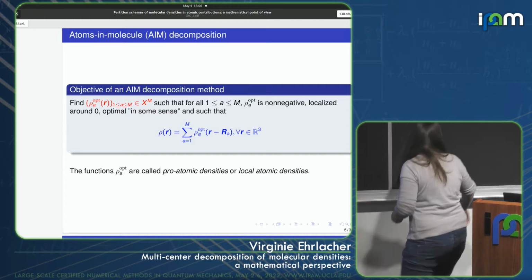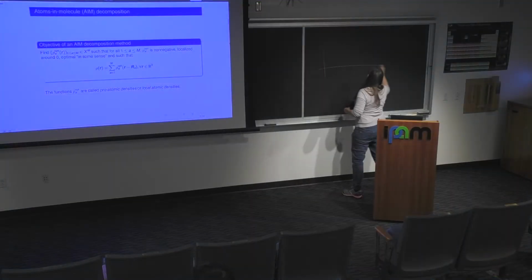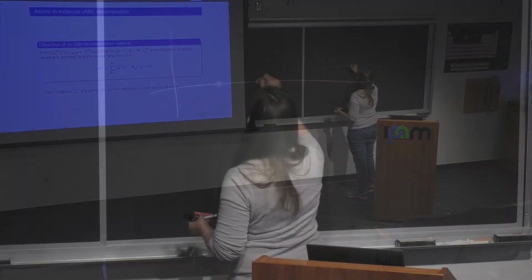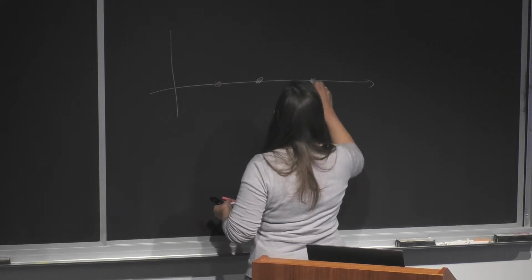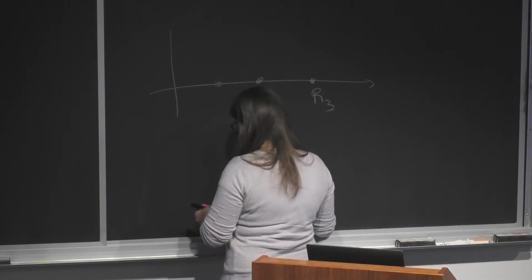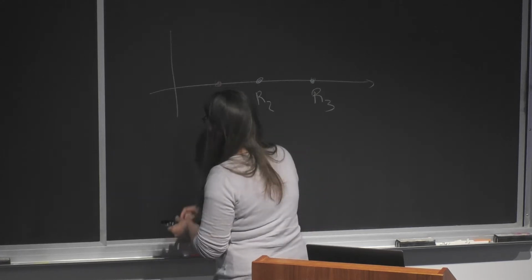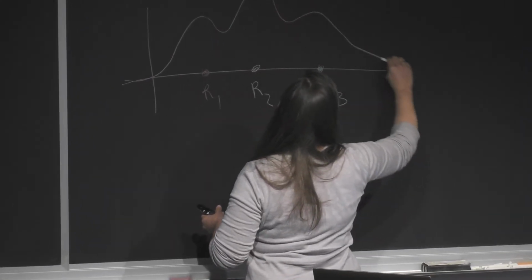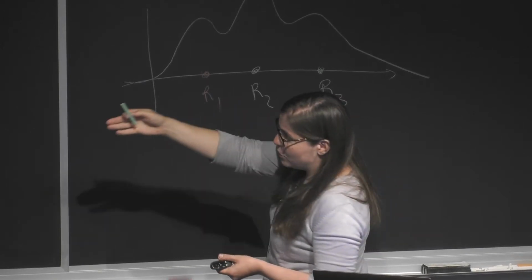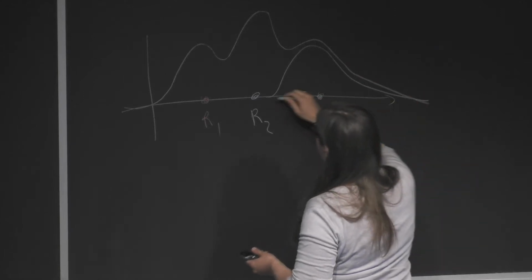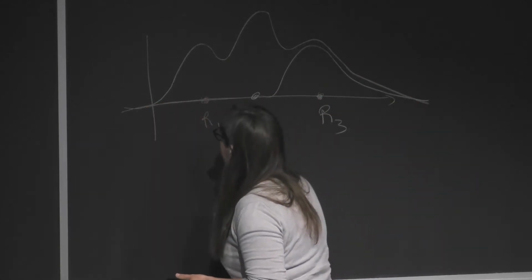Just to have a schematic 1D picture, assume that you've got a molecule with 3 nuclei that are located at these points here. So here you've got R3, for instance, R2, R1, just to have a very simple picture. Your electronic density will typically look like this. And then you would like to split it under this decomposition with 3 local atomic contributions that may look like this, for instance.